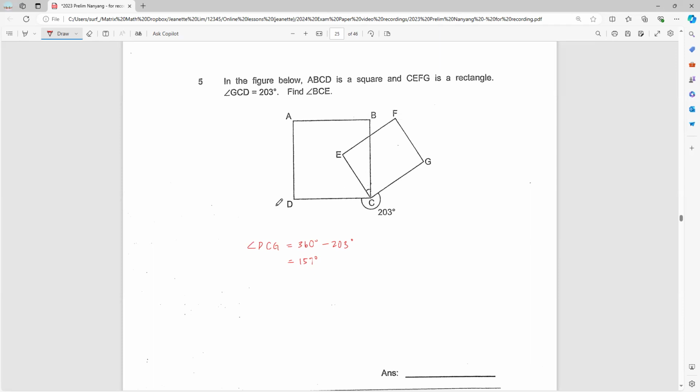Now, I want to find angle DCE first. Since this is a rectangle, this ECG will be 90 degrees. So angle DCE is 157 minus 90. So this is 67. Then to find BCE, which is what we want, BCD is a right angle, 90 degrees, so 90 degrees minus 67 degrees. All right, so the answer is 23 degrees.